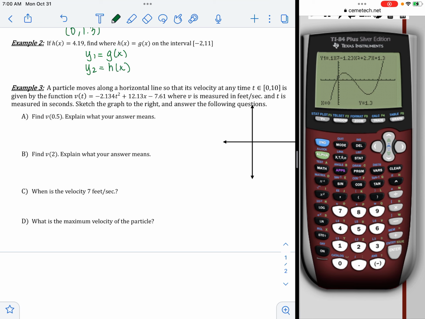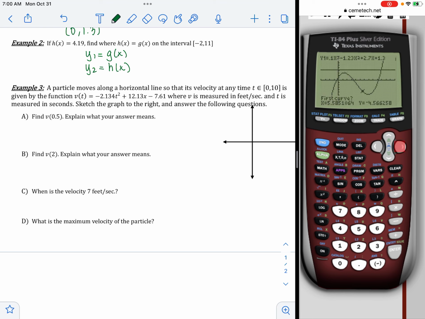So we're going to go back to y equals. We're going to toggle down to y2, and we're going to put 4.19 there. Enter, and now you can hit graph. It's going to graph that line. So we can see that that intersection is where they're both 4.19, but we want to know the x value that happens at. So we need to find that intersection. So we're going to hit second trace. Option number 5 is intersection.